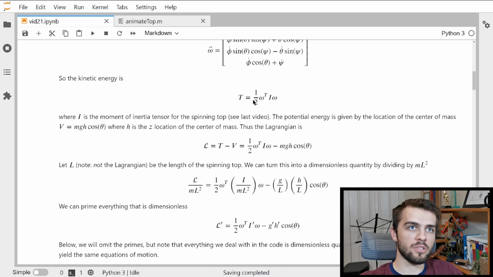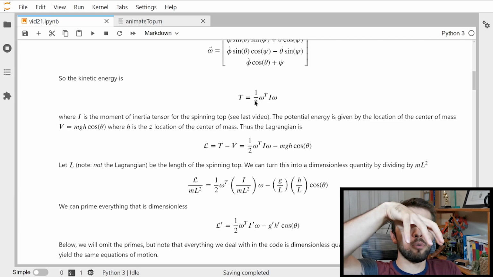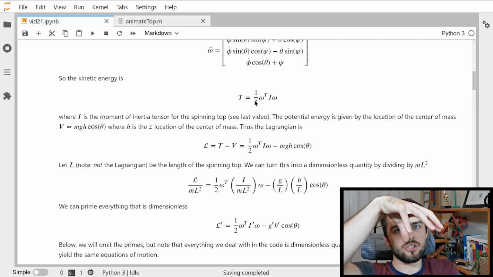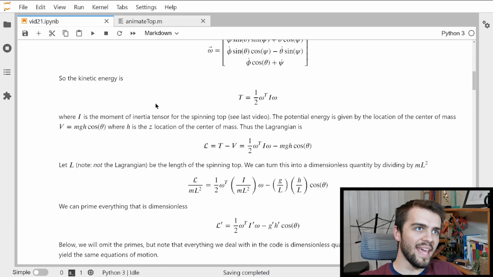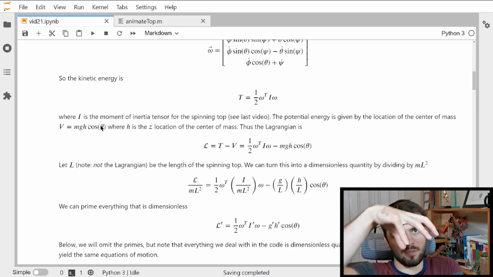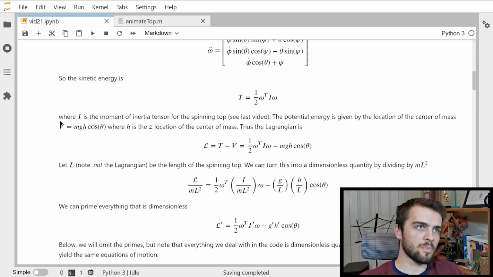So you have the kinetic energy, then there's also the potential energy of the spinning top. Now if the point is fixed, the potential energy is the center of mass location above the ground. So if h, for example, is the z location of the center of mass, the potential is mgh cos theta, because as the spinning top tilts, the center of mass, of course, is moving down. So it's a pretty easy expression for the potential energy.